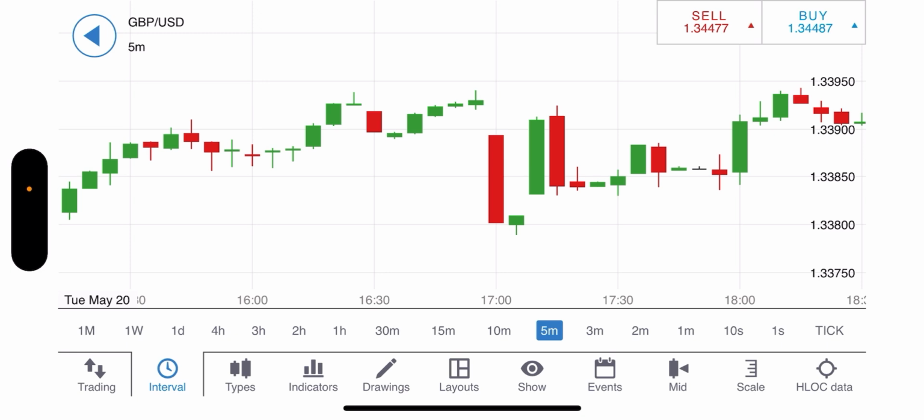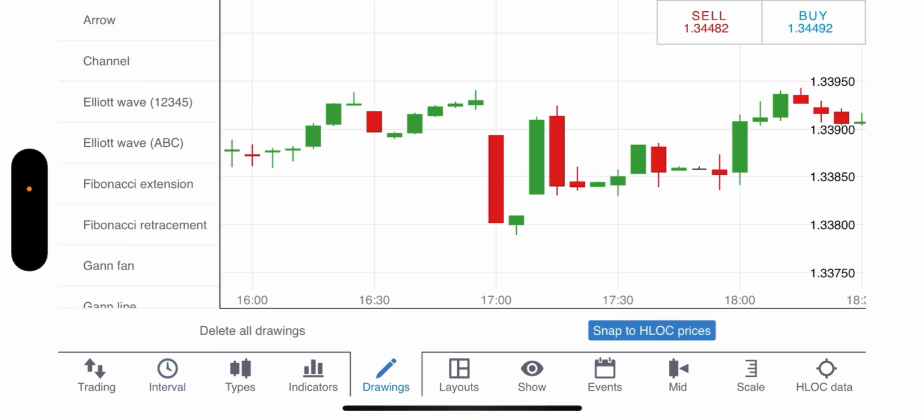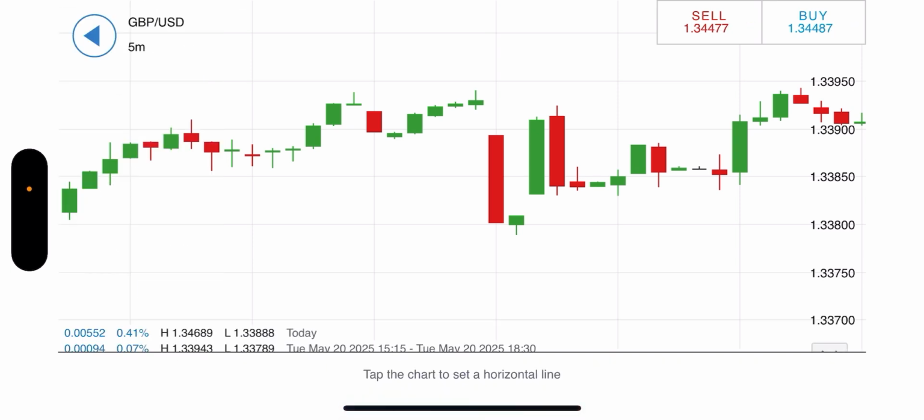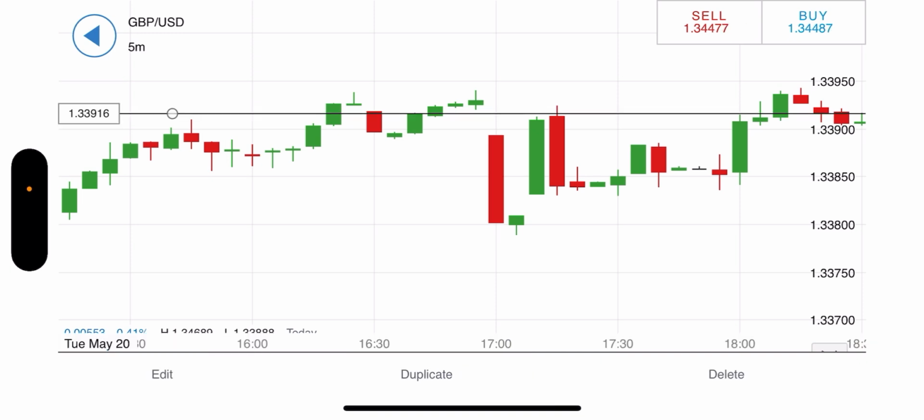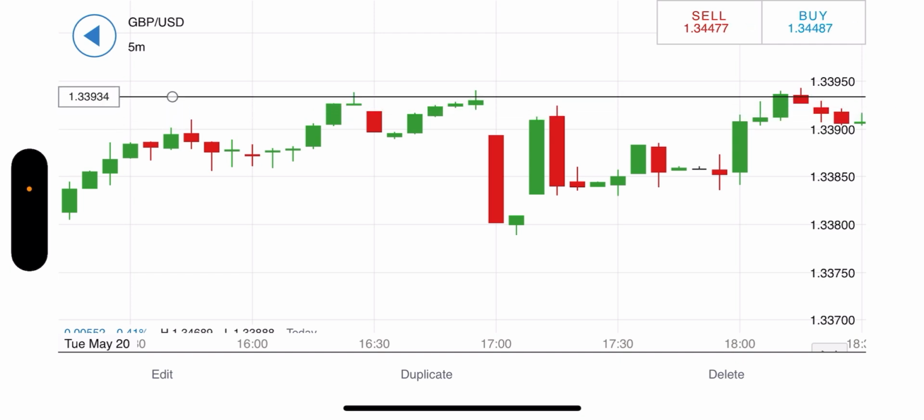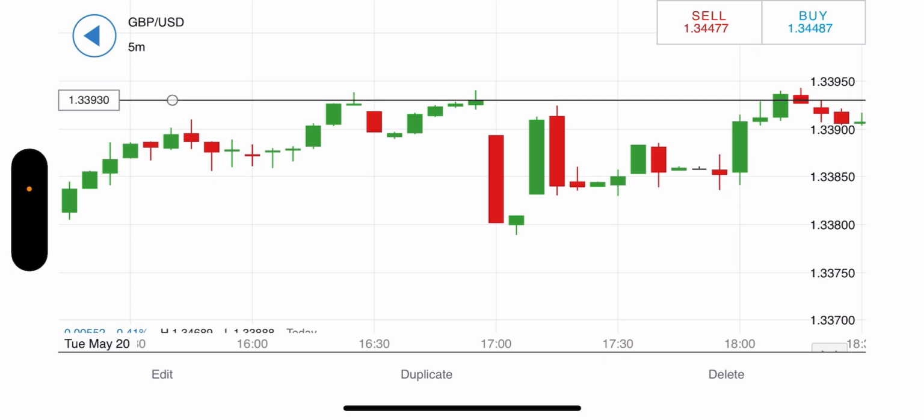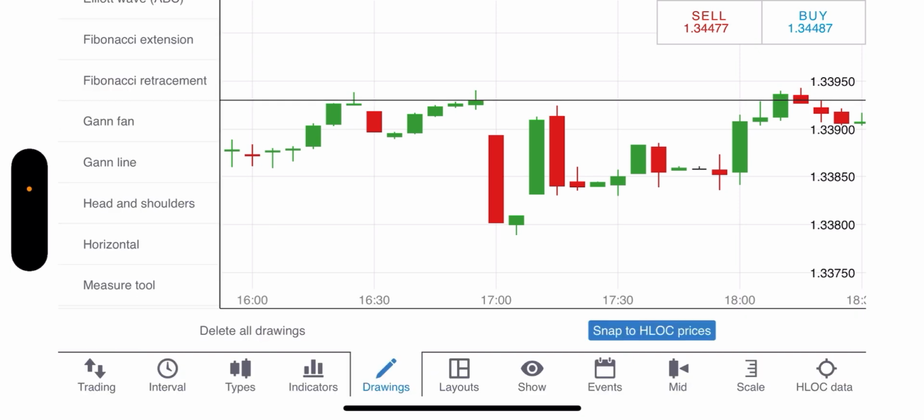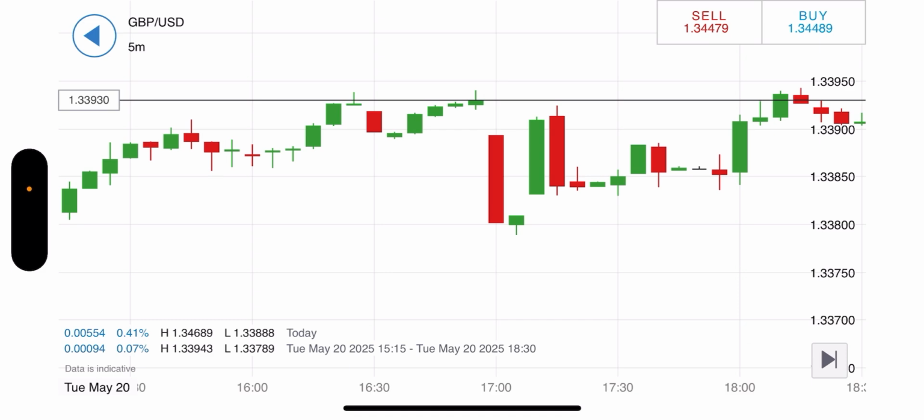So we're going to mark the price where the market closed. We're going to tap drawings and then horizontal, and then tap near the bottom of that green candle. We've missed it a little bit, so we're just going to touch it and raise it up. Excuse me if I said bottom, I mean top. It would close at the top of that body. That's where the market closed.